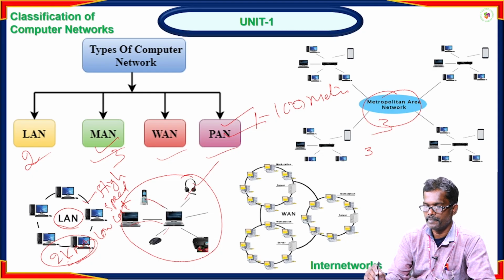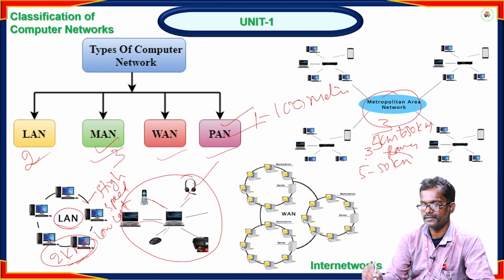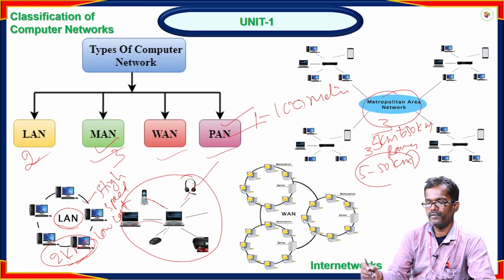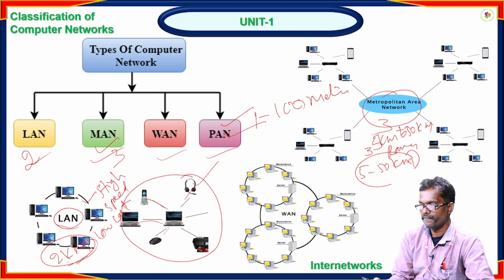From here, the metropolitan area, we will have a 5 to 50 kilometer range. Within a city or a local area, like Hyderabad or Secunderabad, both will come under this 50 kilometer range. So, metropolitan area. It is a combination of a few LANs.